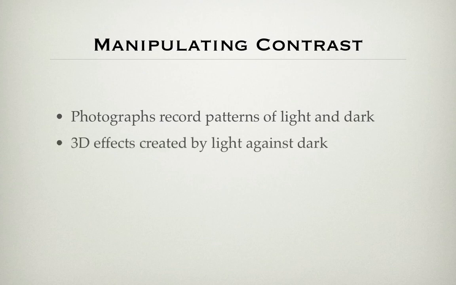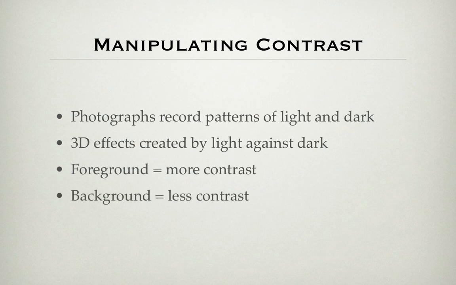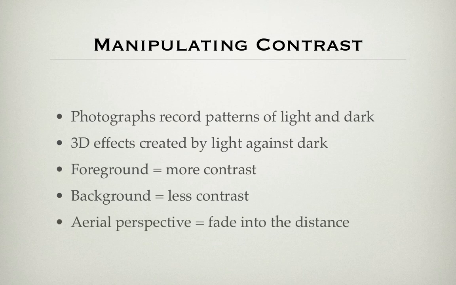The illusion of three dimensions in a two-dimensional photo is created by the highlights and shadows that define the objects in the scene. Things that have more contrast tend to move forward, and things with less contrast move back. This principle has been used in art for over 1,000 years and is generally referred to as aerial perspective.